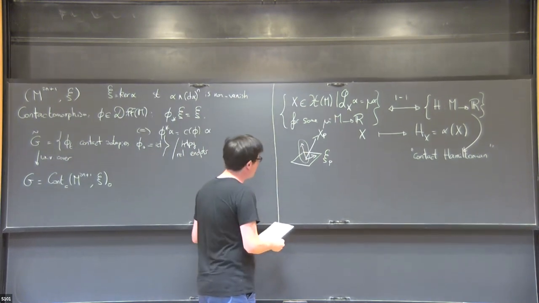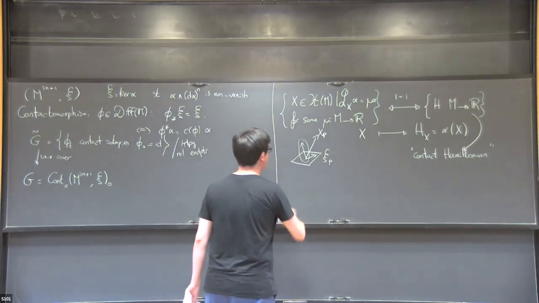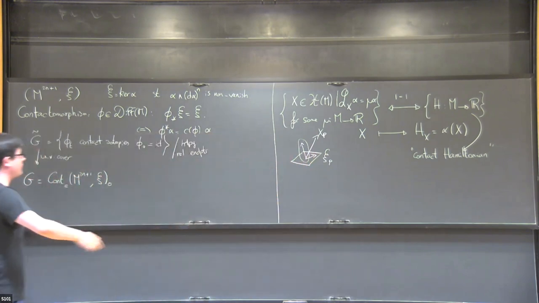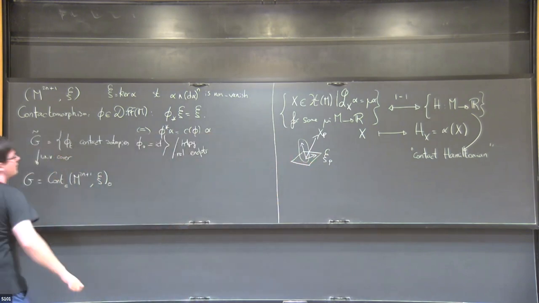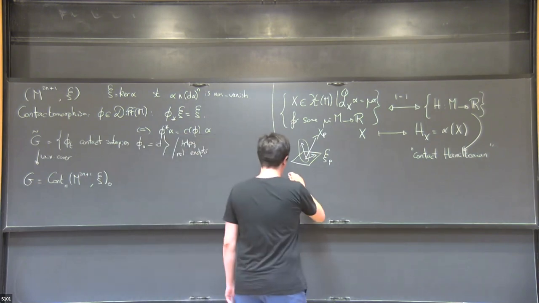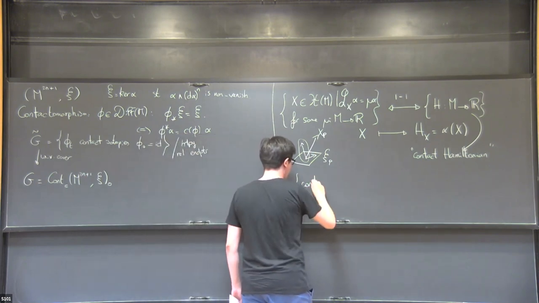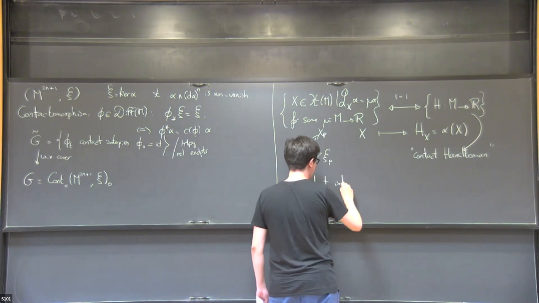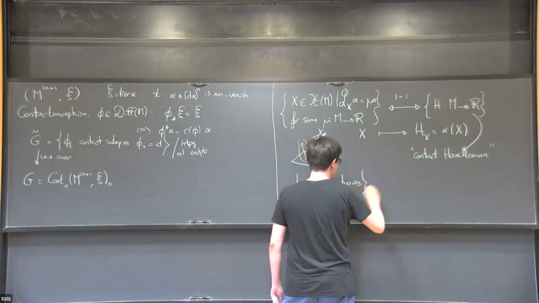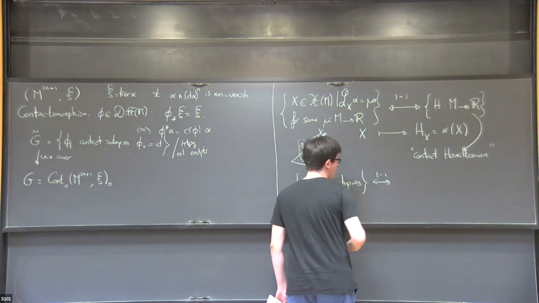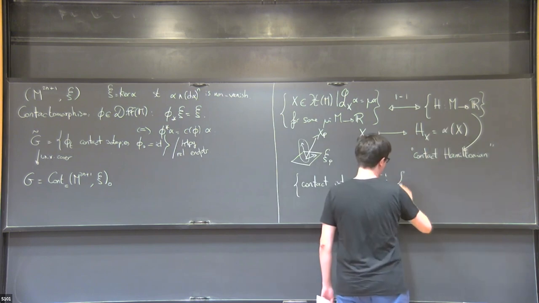All right. And now, well, what's the time-dependent version of that? So this was at the level of the Lie algebra. What happens if we integrate all of that to take this contact isotopy into account? Well, we just get that the set of contact isotopies will be in correspondence with the set of time-dependent functions on M.